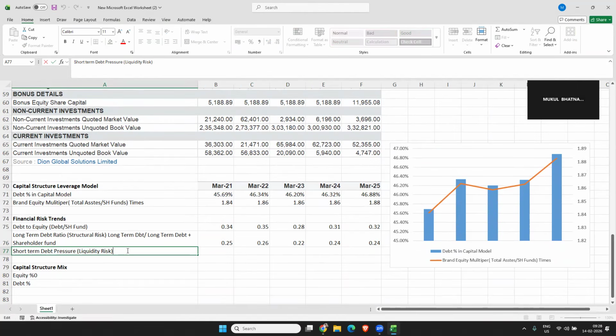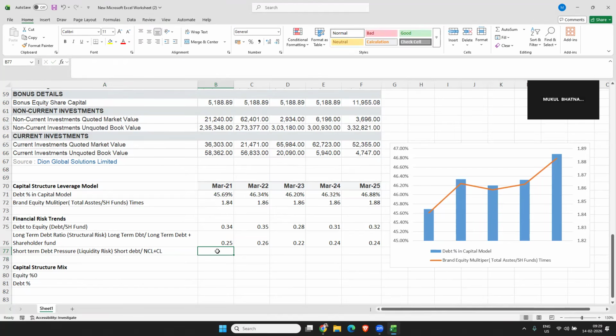So let me write the formula here. So for short-term debt, again, it is simple. It is short-term debt divided by non-current liability plus current liability. So let us apply it. The application of formula is quite simple. You have to identify each and every element in the balance sheet and then apply the formula.